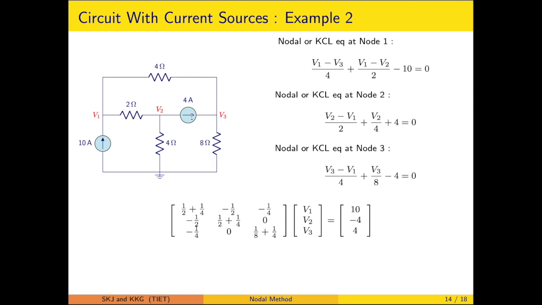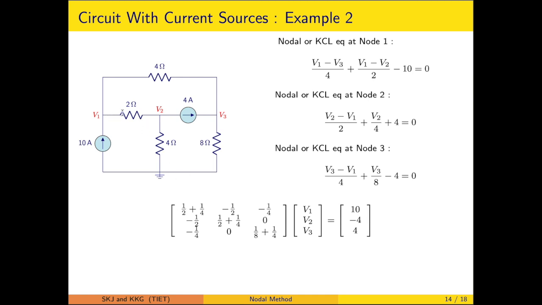For the third, this 4 will be the inward current, so V3 minus V1 upon 4 plus V3 by 8, then it will be inward current, so minus 4. You have to rearrange this, so these terms are basically participating on the right hand side. The equation is coming out to be like this. You can validate this simply by inspection.